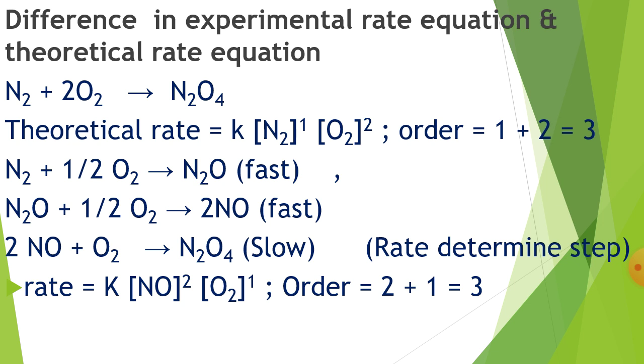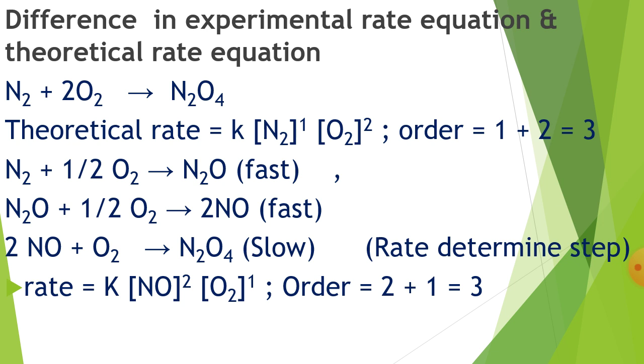Now if you go into the mechanism, we find the reactions like this: N2 + 1/2 O2 gives N2O, this is the first reaction. N2O + 1/2 O2 gives 2NO, this is also a fast reaction. 2NO + O2 gives N2O4, a slow reaction, and this is the rate determining step. So now the experimental rate we can write like this: rate = k[NO]^2[O2]^1. Again the order of reaction is third, but the powers of the reactants have changed.